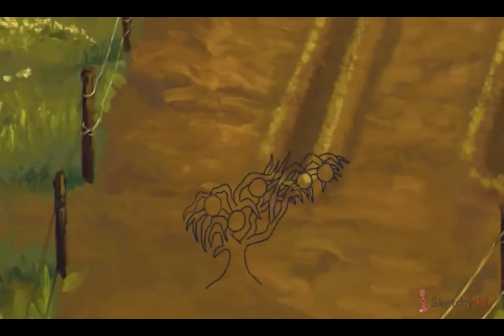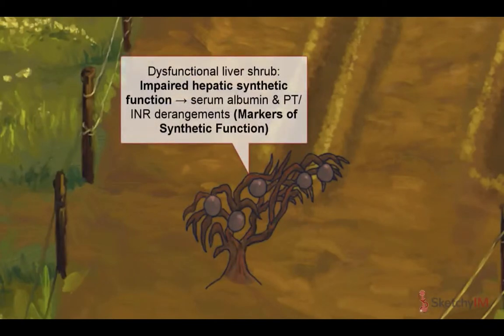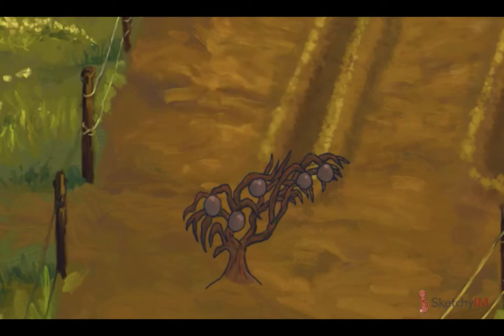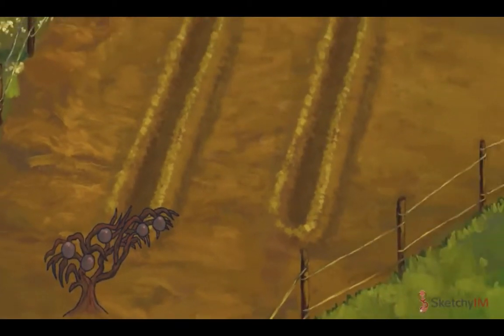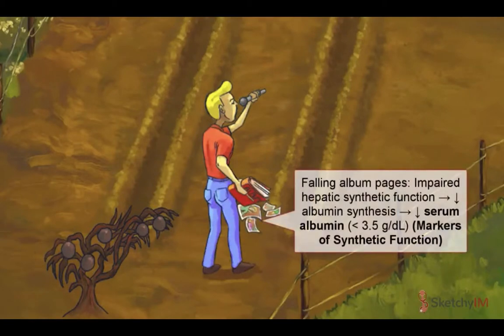Let's move on to liver function, which is assessed by looking at markers of synthetic function. The liver is responsible for synthesis of most serum proteins, including albumin and coagulation factors. Impaired synthetic function is represented here by this gnarly dysfunctional liver shrub. Yep, just not synthesizing like it used to. Two readily available lab tests are used as markers of synthetic function. The first, serum albumin. Impaired synthesis presents with hypoalbuminemia, represented by these falling album pages.